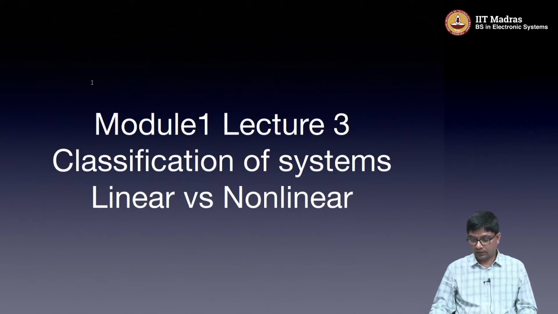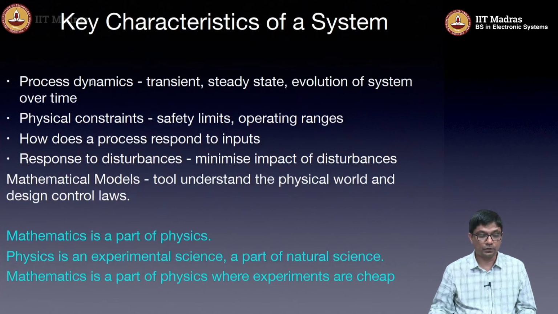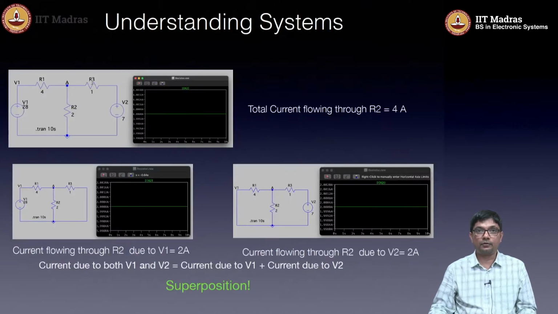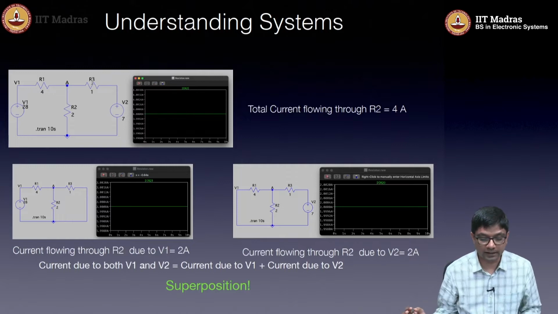We started off lecture 2 by looking at some characteristics of systems and classified them as either static or dynamic. So we go a step further and classify them further. As always, we will motivate ourselves through some examples. And we all understand simple circuits, resistive circuits, nothing complicated.